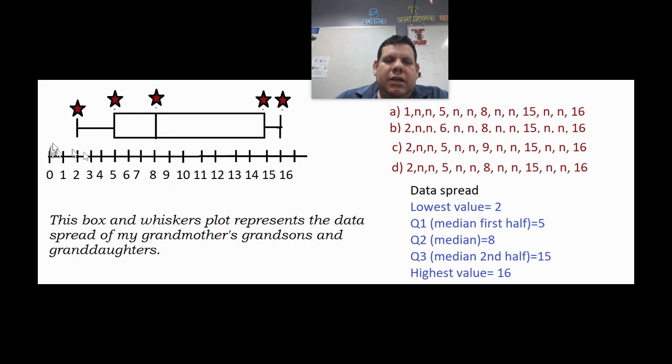Okay, so basically what you need to do is, if we have numbers right here, you will need to get the actual median for the first quartile, second quartile, and for the third quartile. Okay, remember that the second quartile median is actually the median for all the data.